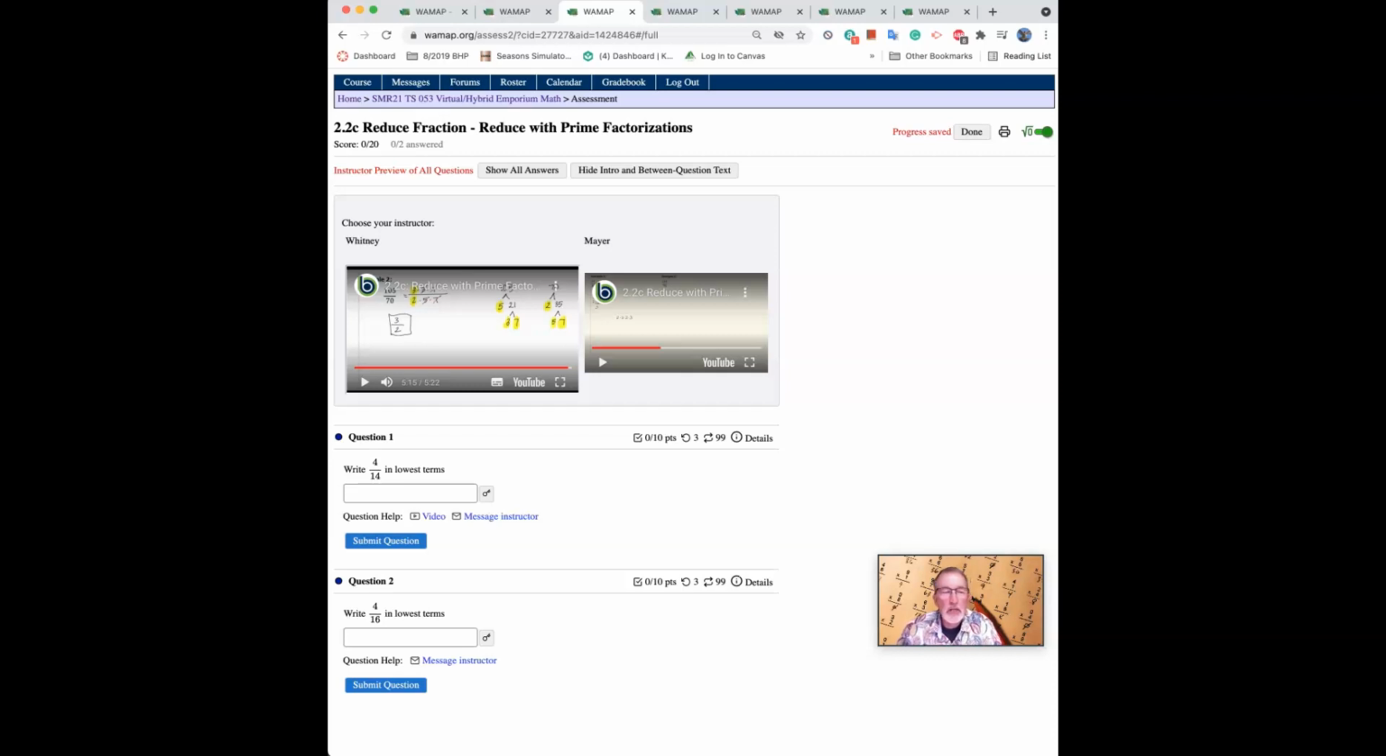Okay, we're going to take a look at how to reduce fractions using prime factorization. We've been working on prime factorization for a couple of weeks now, so it should be getting pretty familiar to everyone. And what we're going to do is see how we can reduce 4 over 14 using prime factorization to an equivalent fraction that's as small as it can get.